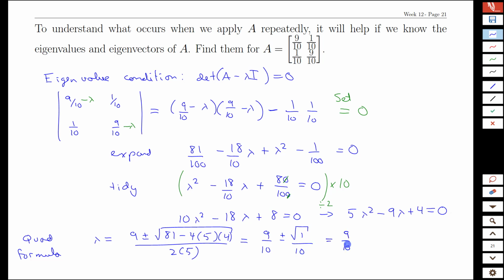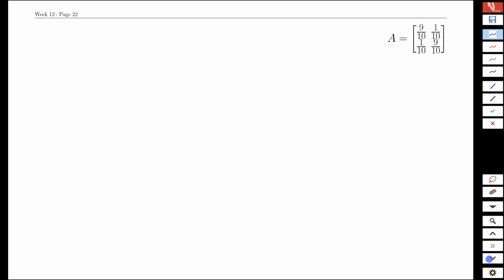That's 9/10 plus or minus 1/10. And if we do the addition, we're going to get 10 over 10, which is 1. And if we do the subtraction, we're going to have 8/10. Those are the eigenvalues of A. All right, next up, our calculation of the eigenvectors.